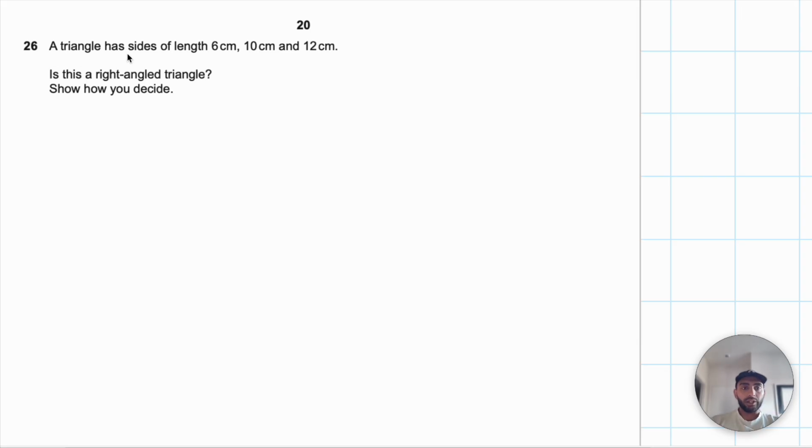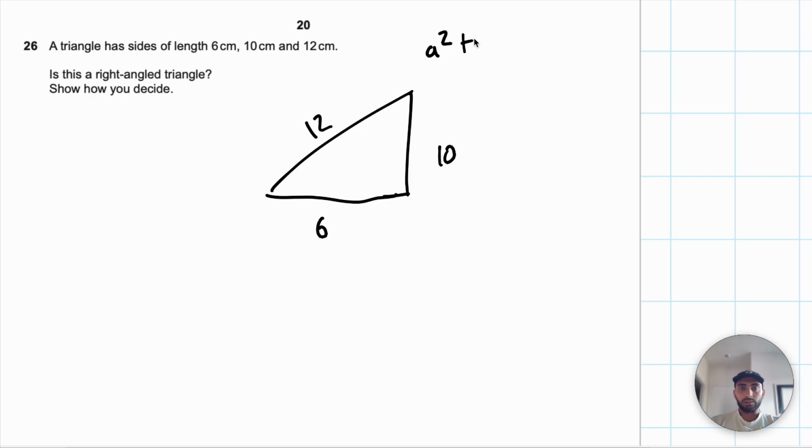Question 26. A triangle has sides of lengths 6, 10 and 12. Is this a right angled triangle? Show how you decide. The way we prove if a triangle is right angled or not, we use Pythagoras. So let's just draw this one out first. We've got 6 and 10, and the 12 would have to be the hypotenuse. It has to be the longest one. And the formula for Pythagoras is a squared plus b squared is equal to c squared. If this is true for these values, that means it will be a right angled triangle. And if it is not true, that means it's not a right angled triangle.